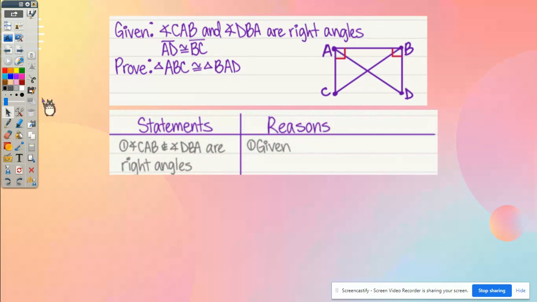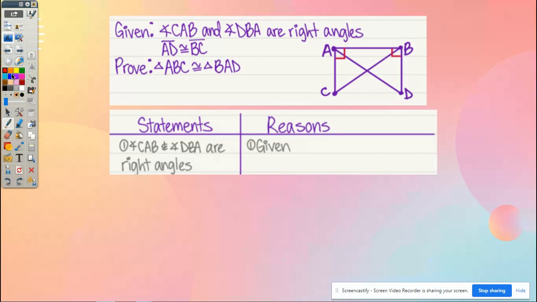I am going to use the first given. So in red, I'm going to say this part, angle CAB and angle DBA are right angles. So CAB is this one, and DBA, which is that one. Just trace over the letters and you'll see why I put the right angle in that precise spot. So that was done in red, just so you know. Statement 1 was given, and I did everything in red.